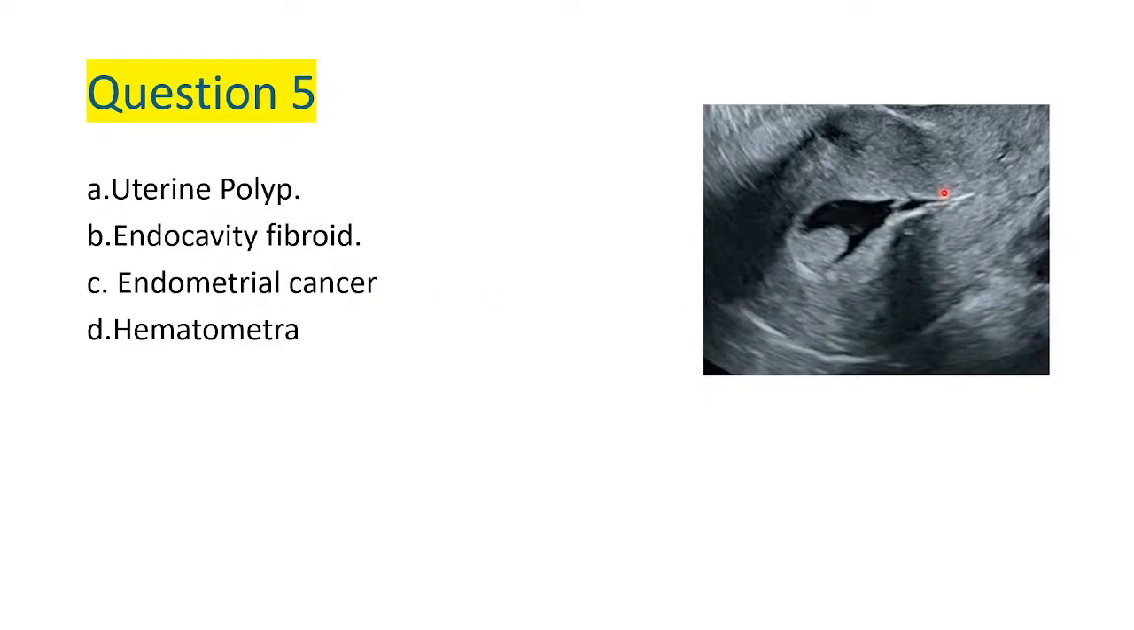So it mostly favors a uterine polyp. There's no sonographic sign of an endometrial cancer. There is no blood collection in the uterine cavity. So this is a polyp.